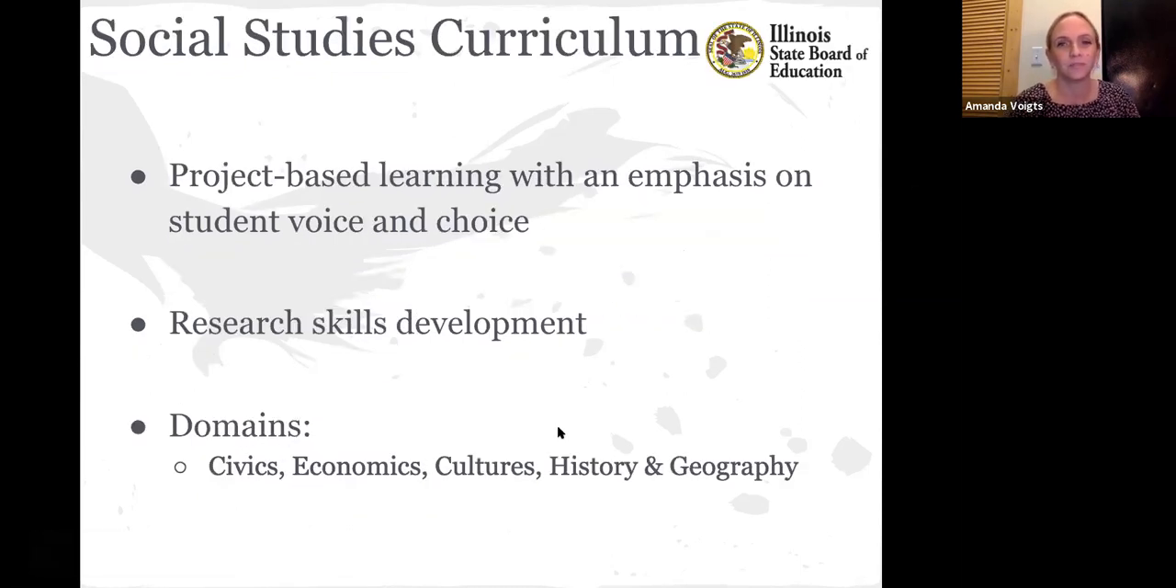Social studies curriculum. Our social studies curriculum is going to be primarily project-based learning with an emphasis, again, on student voice and choice. We will focus on research skills development, and there are 4 domains: civics, economics, culture, history, and geography.